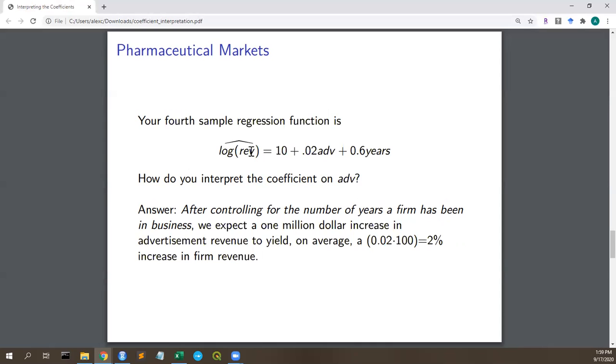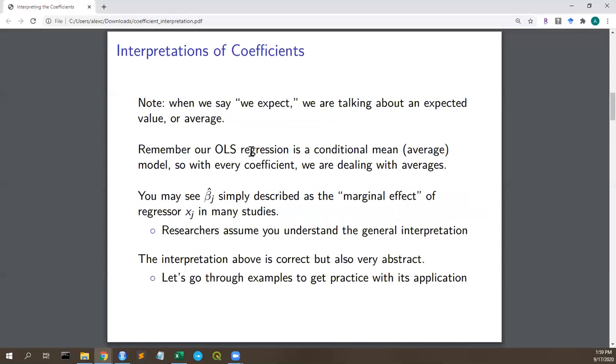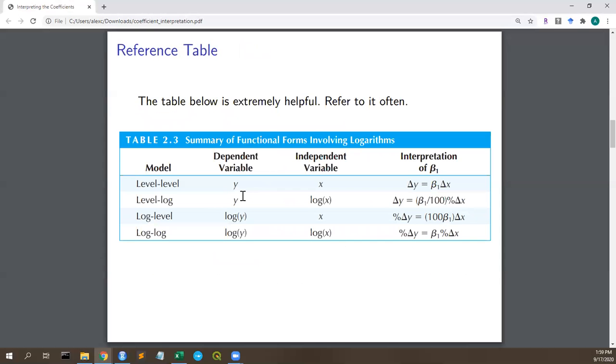And you have to do a little bit of thinking or theoretical research, maybe some plotting, to deduce which functional form you should be using. But at the end of the day, whatever you pick, you should always be revisiting this reference table, and looking at the different relationships and the interpretations.